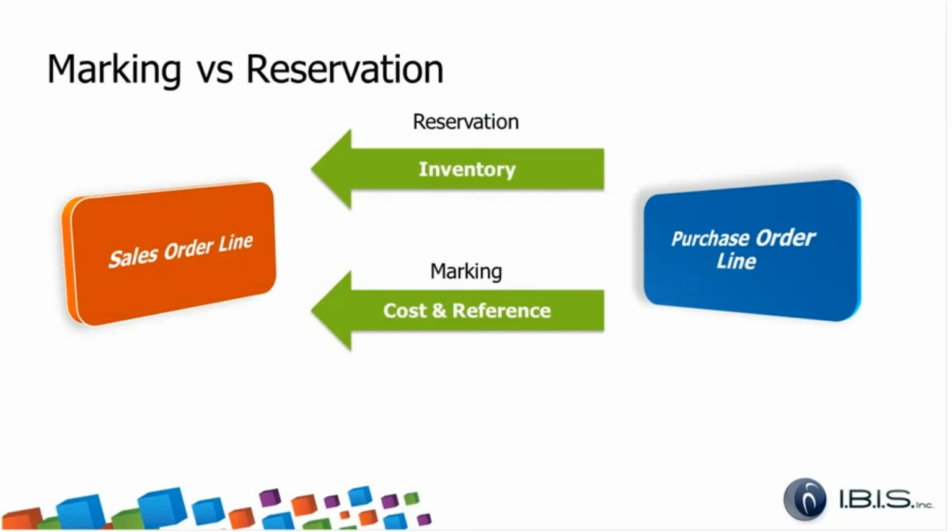So before we get too far into master planning, let's just take a quick moment to look at how reservations and markings work. So for our example, we have a sales order line that's marked and reserved to a specific purchase order line. The reservation will reserve the incoming inventory from the purchase order to that sales order line, and the marking will tie the cost to the sales order. And it will create a reference on the sales line and the purchase line. So the reference on the sales line would be referencing the purchase line, and the reference on the purchase line would be referencing the sales line. So you have the correlation between the two.